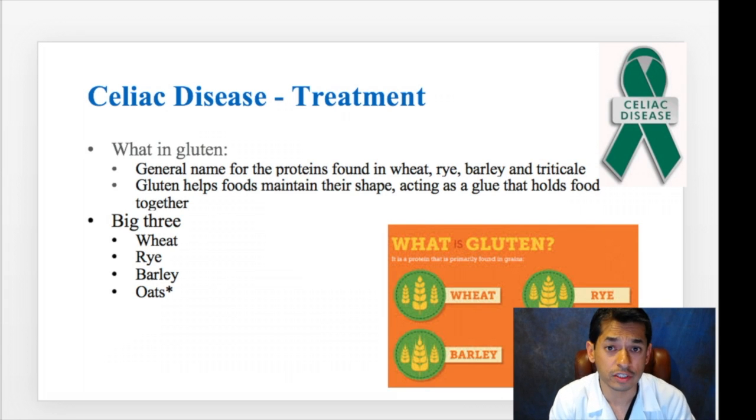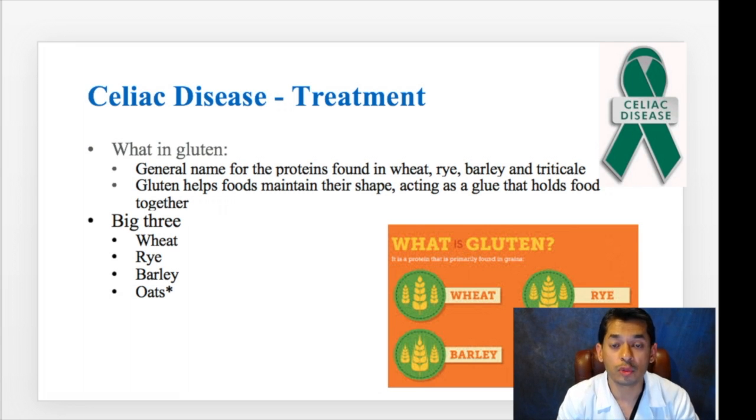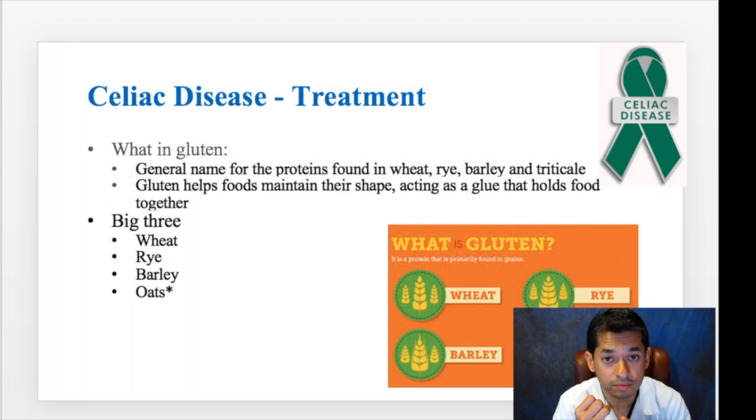So what exactly is gluten? I have a lot of people tell me that they wonder what gluten is and what exactly is in it. Gluten is the general name for proteins that are found mainly in wheat, rye, barley, and a couple of other products as well. What gluten does is help food maintain its shape, acting as a glue that holds the food together to keep it the way it is whenever it presents to us. Now, gluten is in three main products that you may eat. They include wheat, rye, and barley. And some oats may have gluten as well.